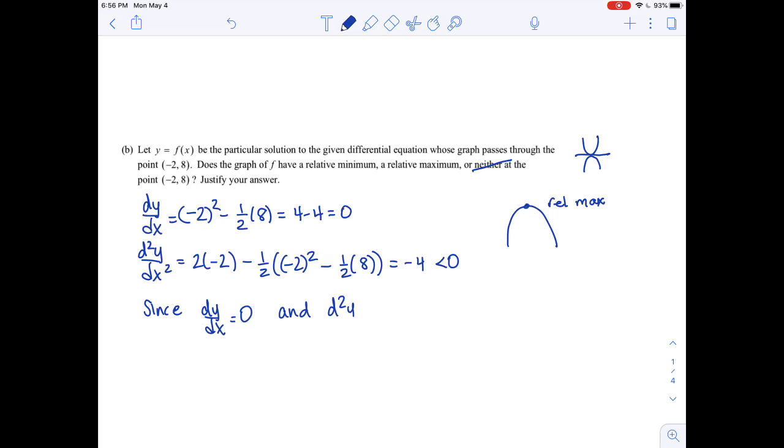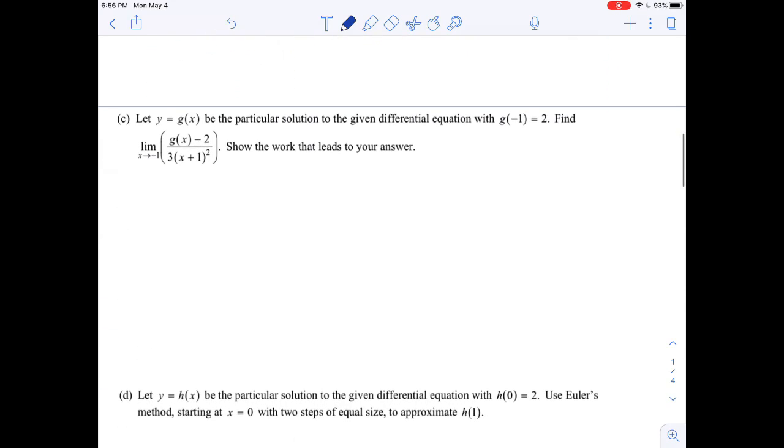Okay, so you would say something like, since dy/dx equals 0, and d squared y/dx squared is less than 0, there is a relative max at (-2, 8). Just so you're aware, if it turned out dy/dx was not equal to 0, there's no point in even calculating the value of the second derivative. You would just have to say, if dy/dx was not 0, there can't be a turning point, and that would be the situation where it would be neither.